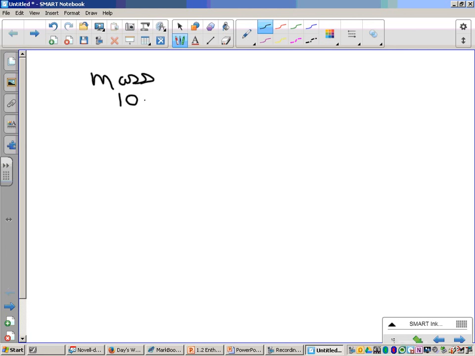Let's say I had 10 grams of NaOH, and I wanted to convert that over to moles. How do I convert mass to moles? Molar mass. All right. So I would use a molar mass. In this case, it would be 40 grams per mole. Does that sound familiar to everybody? We'd do a conversion factor, we'd cancel some stuff out.